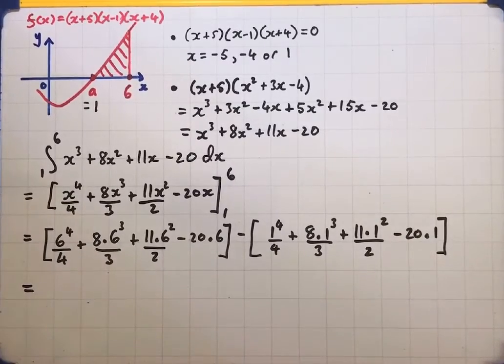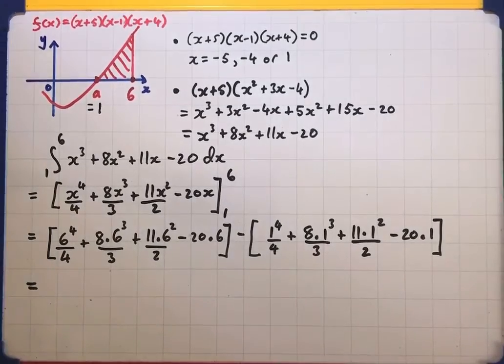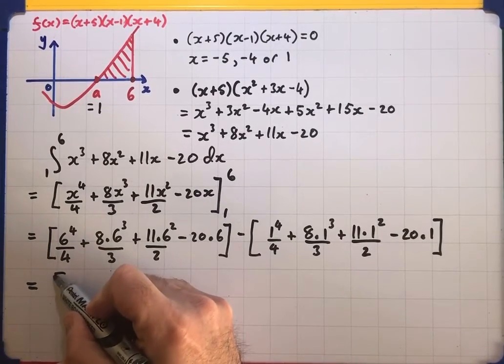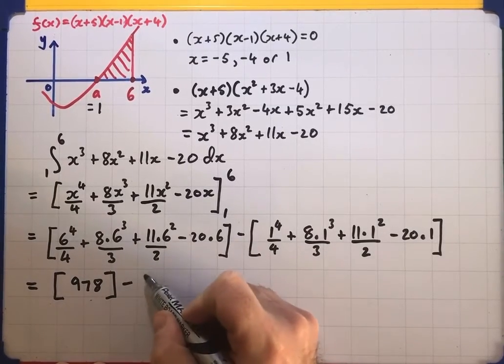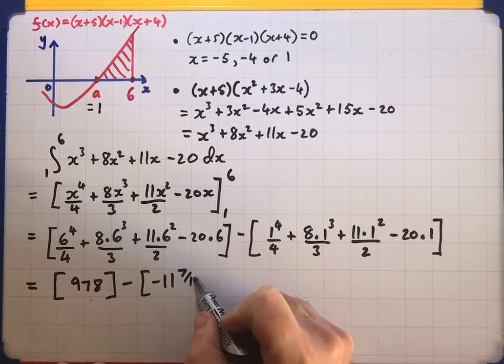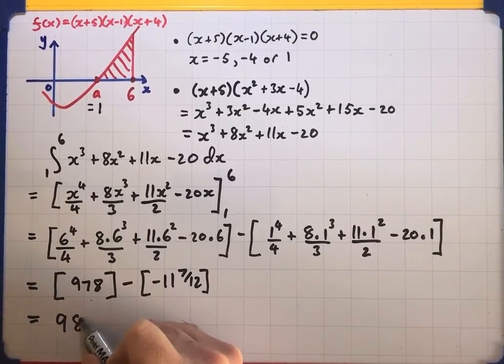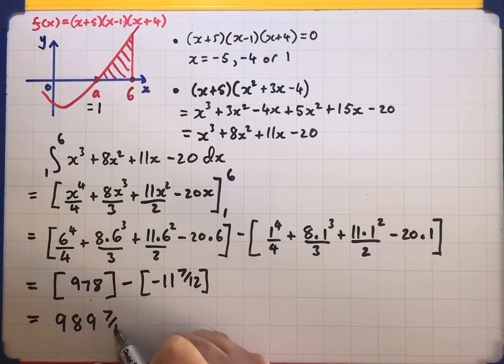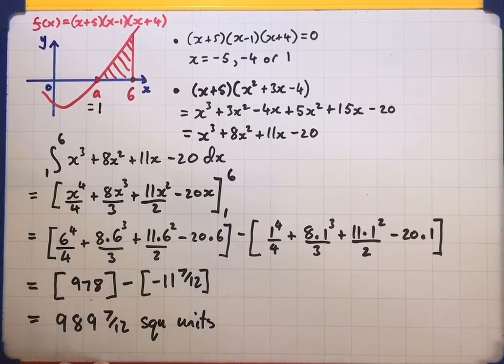Now, for this sort of one, you'd be getting a calculator. They're not going to expect you to work this out without a calculator. Using my calculator, I get 978, take away minus 11 and 7/12, giving me a total of 989 and 7/12 square units. You wouldn't be asked to do that sort of calculation without a calculator.